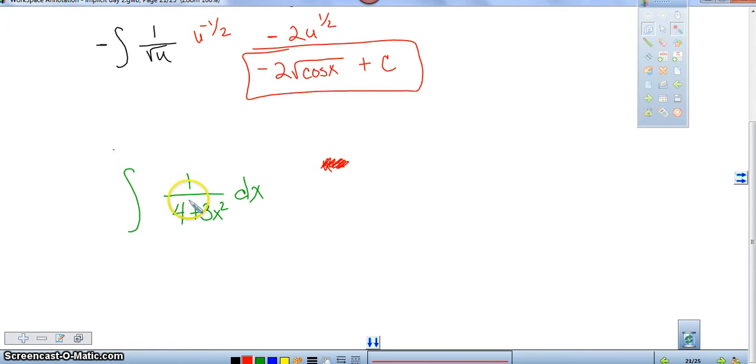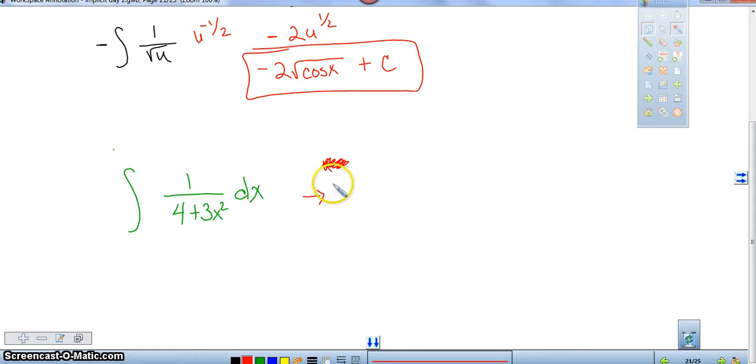I don't really see much algebra I can do here. If you remember, a couple of the techniques used algebra, some factoring or multiplying by the conjugate. I don't really see any algebra that I could do there. So what you need to look at is your arc, your inverse trig functions.